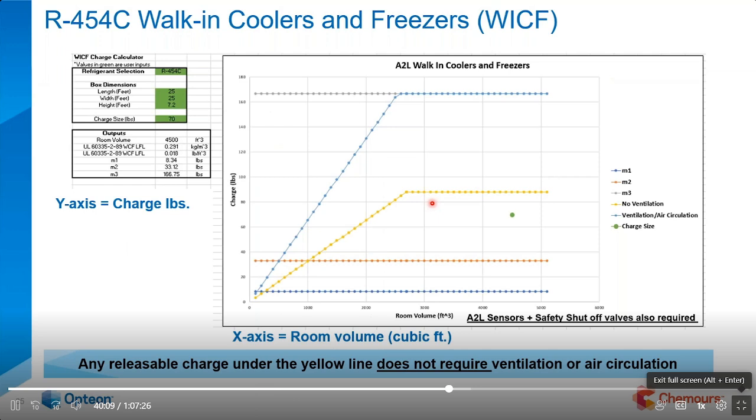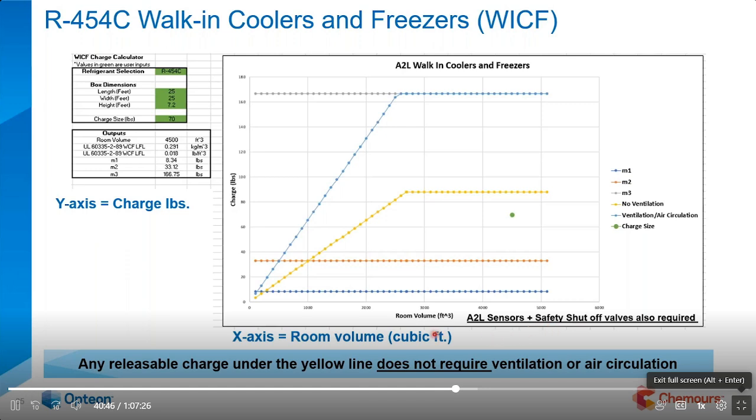All right, let's take this. Now, this is a busy slide. I know it's a lot going on here, but I'm going to start out very slowly. So we're using 454Z as an example. It's walk-in coolers and freezers, all right? So starting with the y-axis, that's your charge in pounds. The y-axis is our vertical line here, and our x-axis is the room volume, and that's based on cubic feet. So if you have enough volume in the room for your charge, you may not need any type of mitigation strategy. So let's look at it, all right?